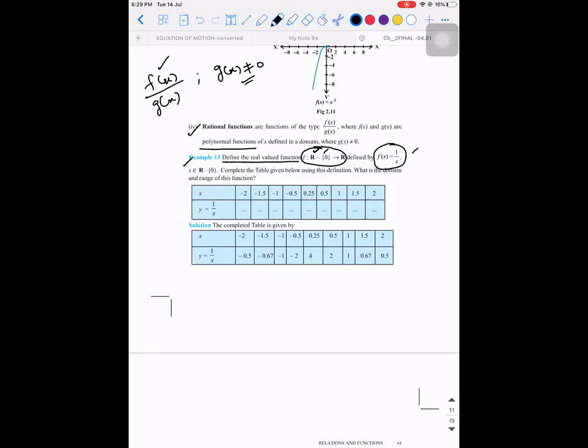So what is the numerator? It is a fraction, right? So what is in the numerator? The numerator is a constant function, divided by x. x is a polynomial function, right? So when you talk about a rational, this becomes a rational function.